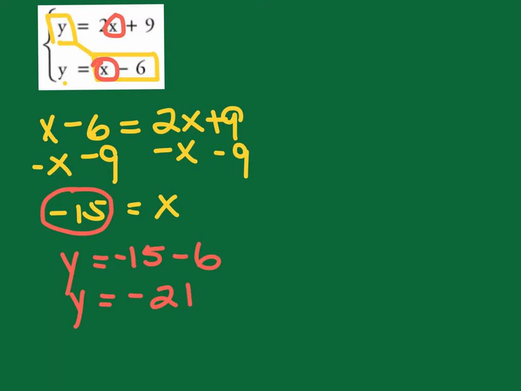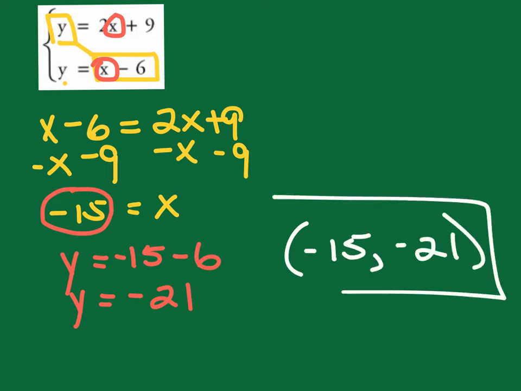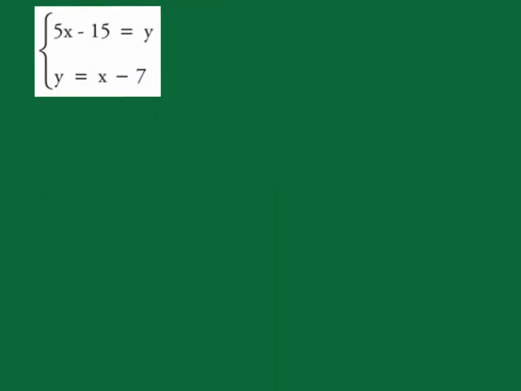So I found my x value, I found my y value. My final answer is going to be the ordered pair negative 15, negative 21. That's where these two linear equations will intersect on a graph. So this has one solution at negative 15, negative 21.